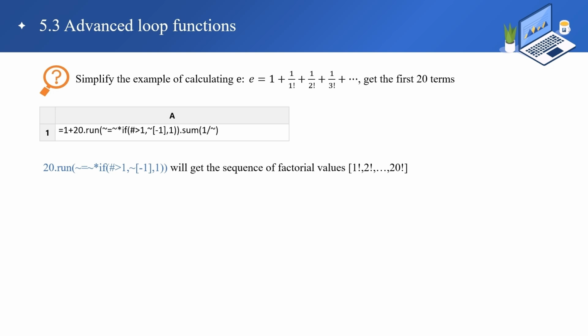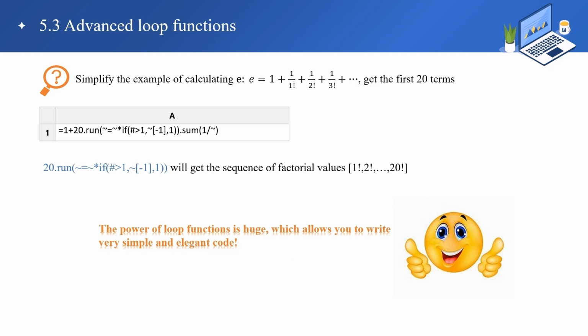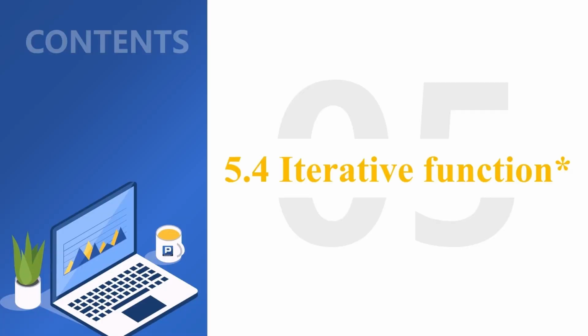For the first round of loop, we need to process with if, because SPL specifies that any number multiplied by null results in null, which is different from addition and requires special handling. With the sequence of factorial values, it is easy to get the result with another step of doing sum. The power of loop functions is huge, and you can write very simple and elegant code if you use them properly. Section 4. Iterative function.